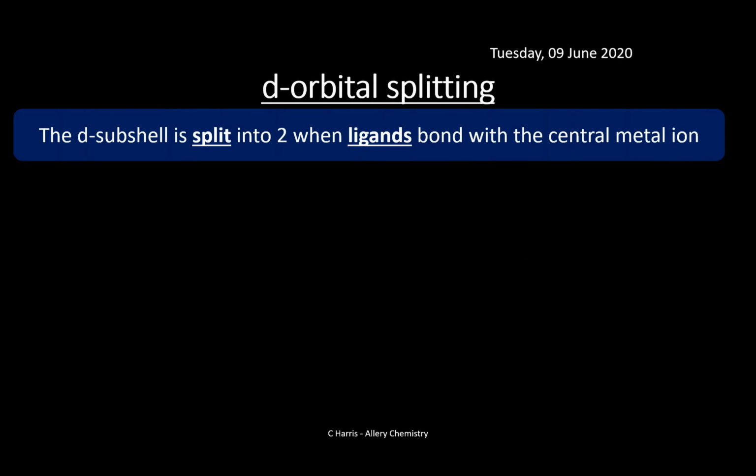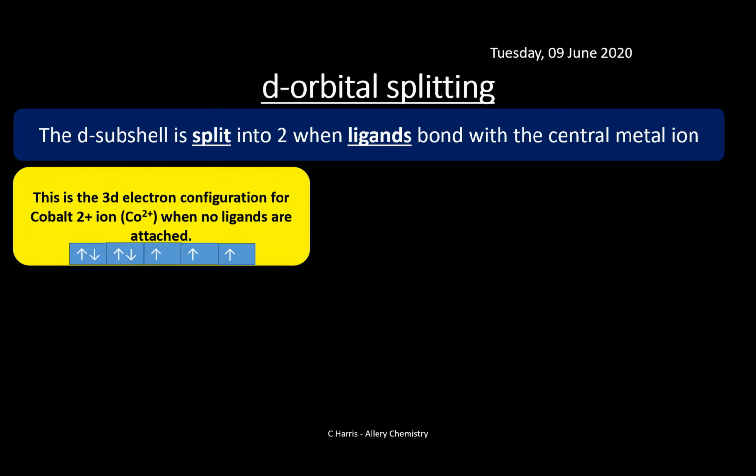The d subshell is split into 2 when ligands bond with the central metal ion. Remember, we looked back at the electron configuration. We'd seen we had the d orbitals, the 3d orbital, the 4s orbital. So we just showed you before, the orbitals are actually just in a row. It's linear. What actually happens is when we bond a ligand to that transition metal, the d orbital actually splits. So this is the linear configuration that you've seen before.